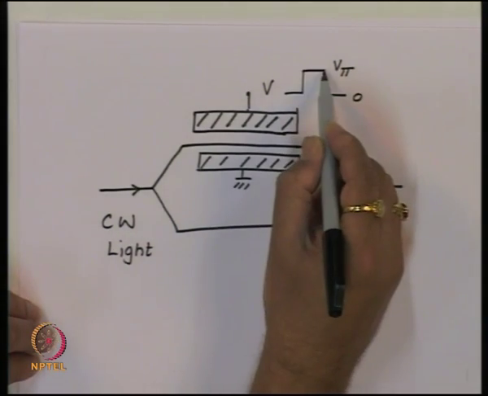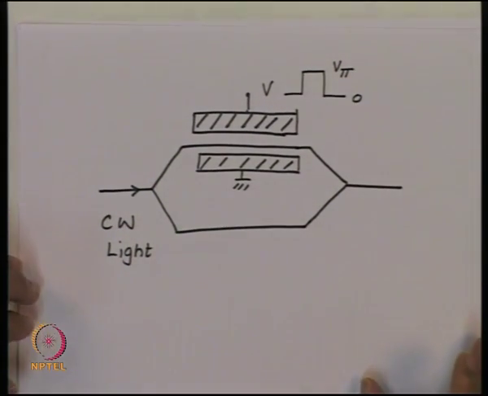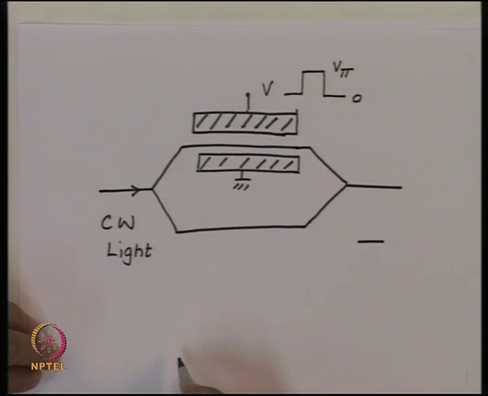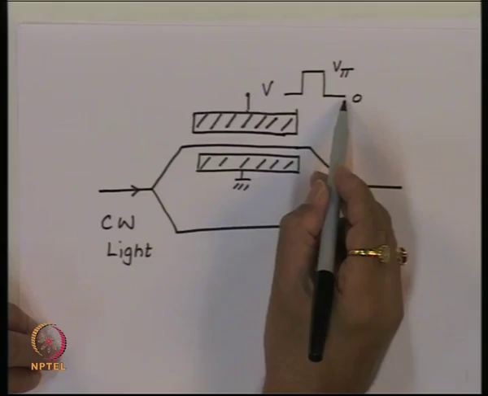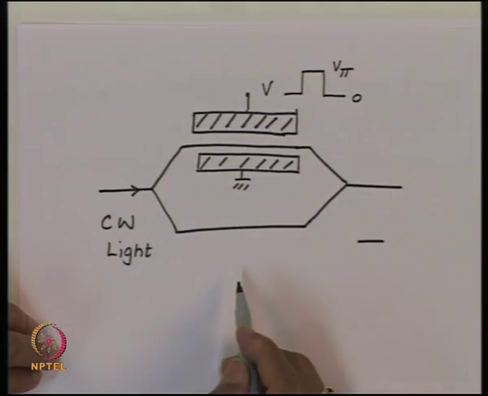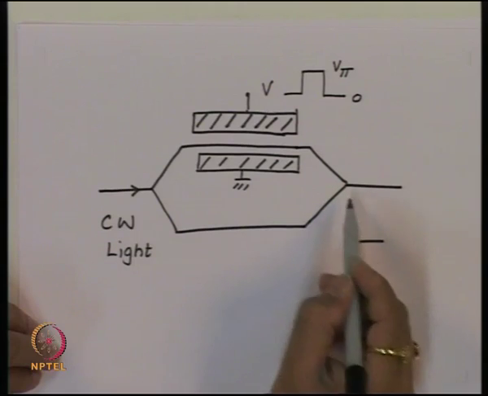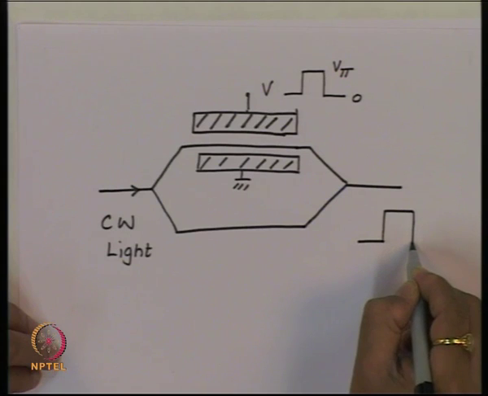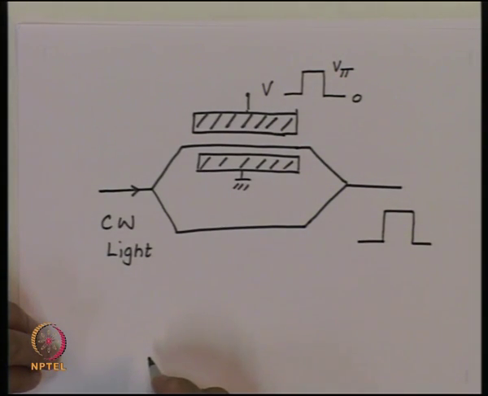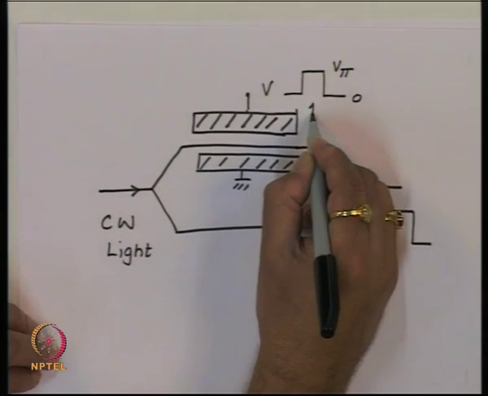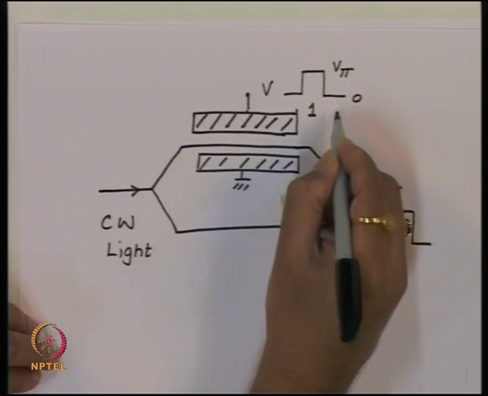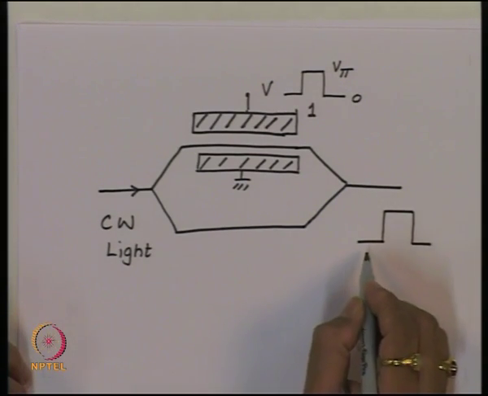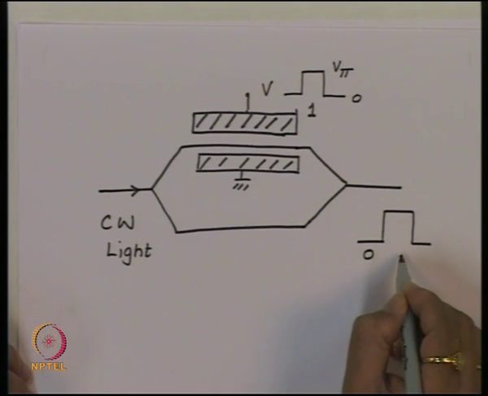whenever we have a one level here which represents V pi, that time we will get the light output which will be 0. And whenever we have no voltage applied which corresponds to 0, we will get the constructive interference and we will get light intensity like that. So if you transmitted a signal 1 and 0, then the output we will get is essentially the complement of that. There will be no light here, this will be 0, this will be 1.